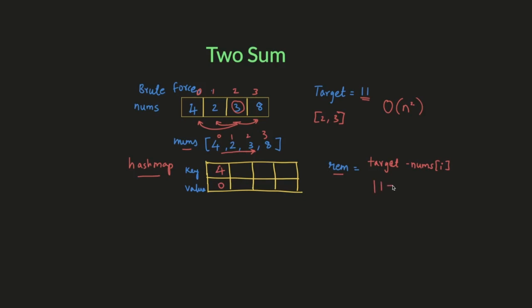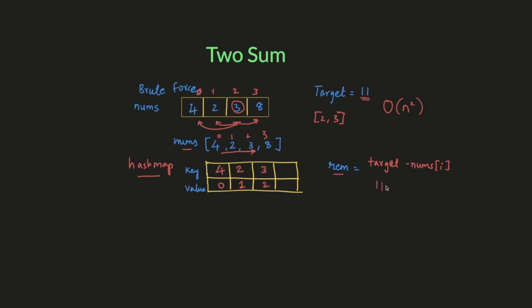So 11 minus 2 is 9. Is 9 already present in the hash map? No. So we add the value 2 and its index into the hash map. Next we go to the third element. So we have 11 minus 3, which is 8. Is 8 already there in the hash map? 8 is not already present in the map. So we add 3 and 2, which is its index.